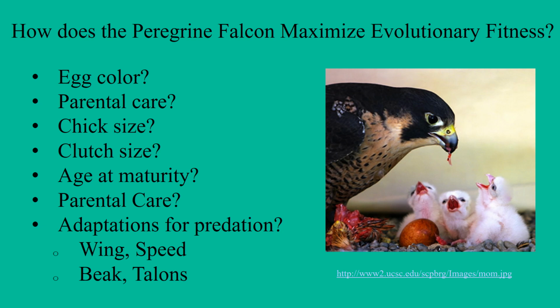What adaptations do you have for predation? Wing, speed, beak, talons, etc. You can think of a bunch of different ones. It has evolved to have typically 3 chicks in isolated locations, intensive parental care, and effective predation by the parents.